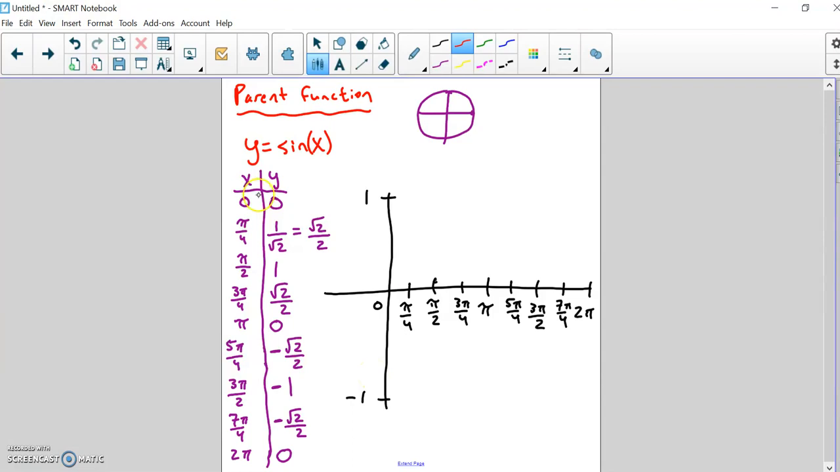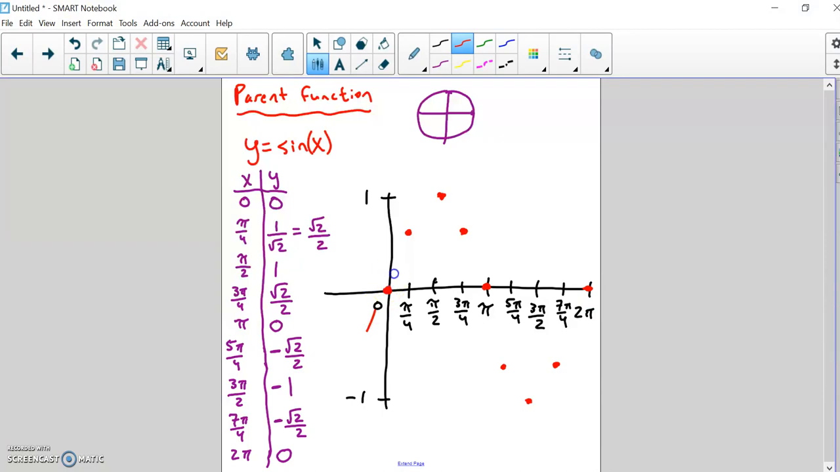Okay, so if I go around and I start plotting some of these points, what I'll see is I've got 0, 0. Okay, √2/2. √1/2 would be 1/2, so √2/2 is going to be a little bit bigger than 1/2. So I'll put it maybe right here. Okay, and I'm just going to start plotting some of these points. π/2 is 1, 3π/4 gets me back to the same spot. π is at 0, 5π/4 is at negative √2/2, 3π/2 is at -1, 7π/4, back to here, and then 2π is 0.